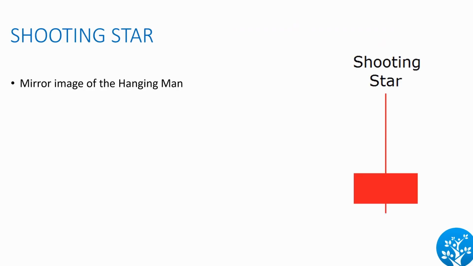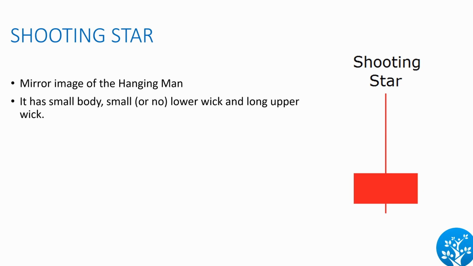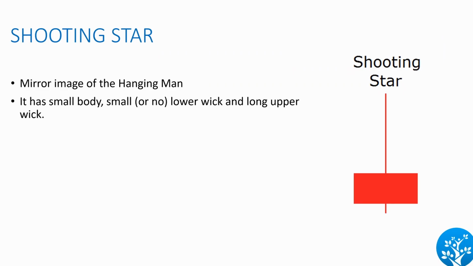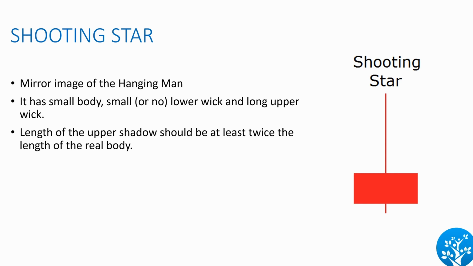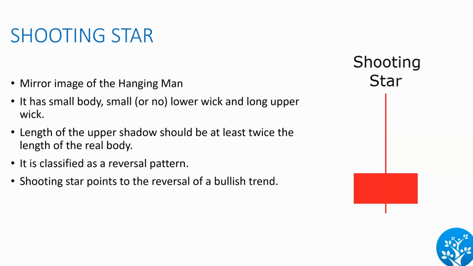Next candle that we're going to talk about is a shooting star. A shooting star is a mirror image of the hanging man. In the hanging man, we had a long lower wick, red color candle. Here we have a long upper wick. Again, a red color candle with a small body, no lower wick, and a long upper wick. Again, the long upper wick has to be at least twice the size of the body. And it is also classified as a reversal pattern. Now, shooting star points to reversal of a bullish trend.